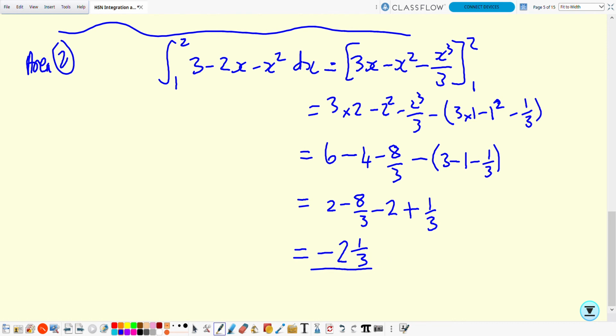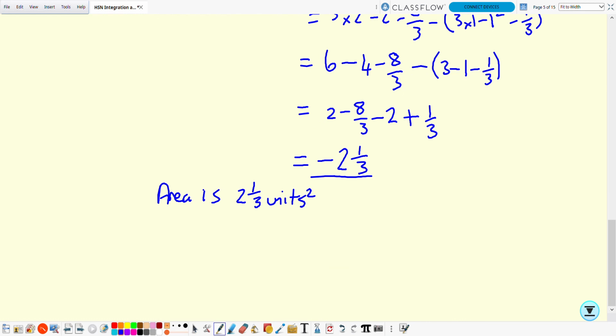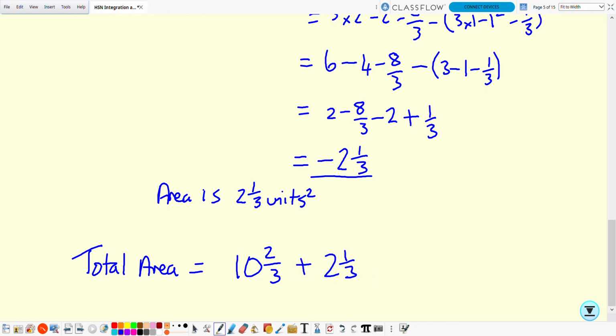Now we can't say the area is negative 2 and a third, but what we can say is the area is the positive 2 and 1/3 units squared. But remember that what we wanted was the total area, so the total area will be equal to these two things added together. So area 1 plus area 2. If you add all of that together, you get 13 units squared.